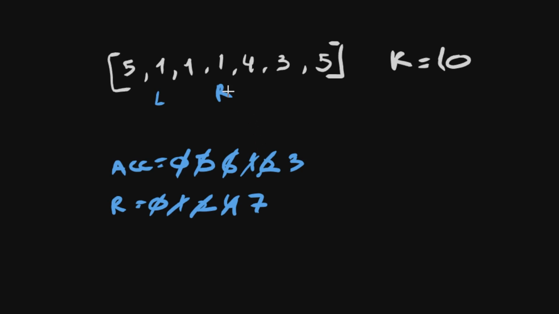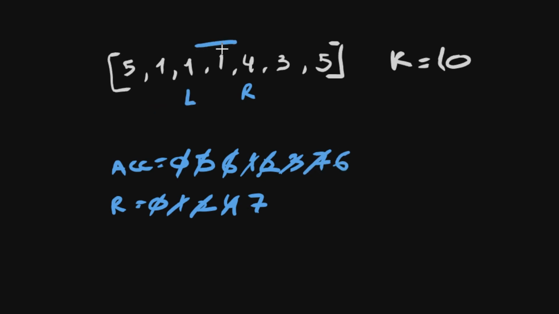Next, we update the right pointer. Now we add 4 to our accumulated. And given that 7 times 4 is greater than k, we need to update the left pointer. But before that, we need to subtract from the accumulated the current value at the left pointer, which is 1. So this is now 6.